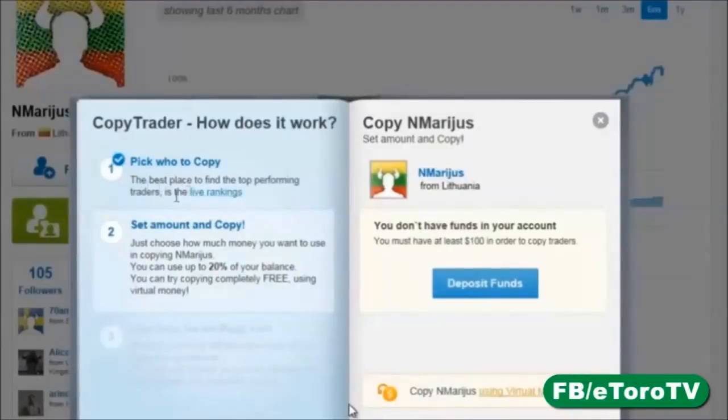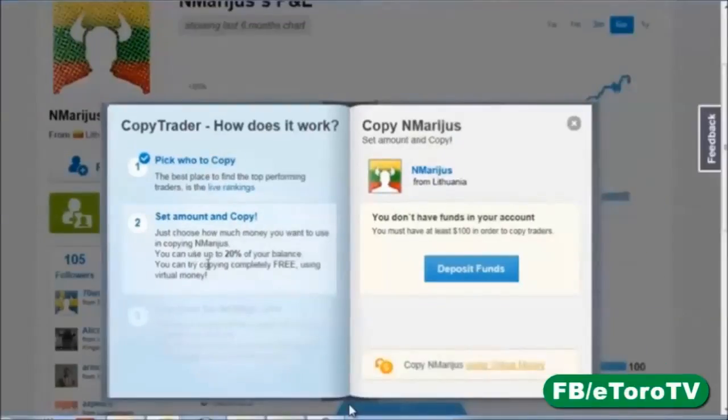The best place to find the top performing traders is the live rankings. We just did that. Set amount and copy. Just choose how much money you want to use in copying, and Marius, you can use up to 20% of your balance. You can try copying completely free using virtual money.